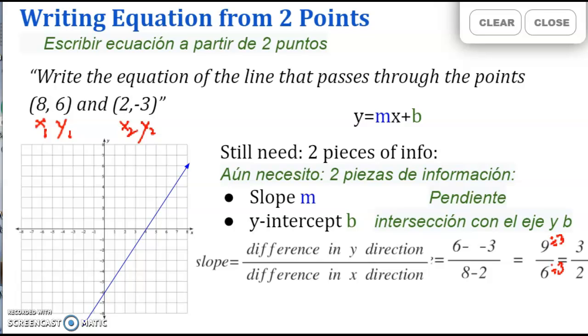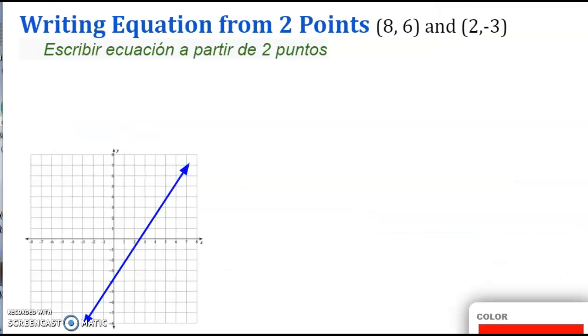So we figured out what the slope is. But we're not done yet. We figured out the slope of the equation. Now, what else do we need to find? We need to find the y-intercept. So we can plug the slope into the equation we have so far, and we get y = 3/2 x + b.